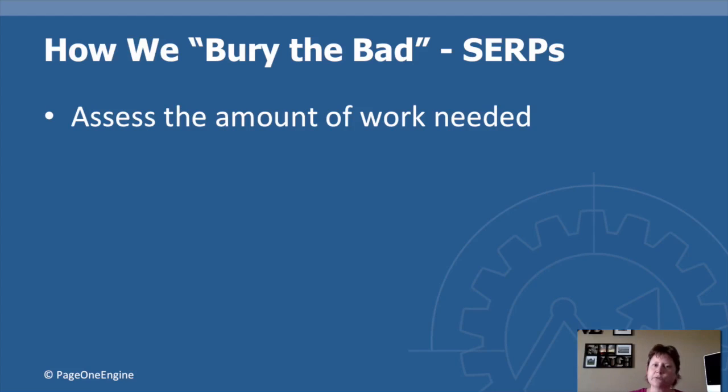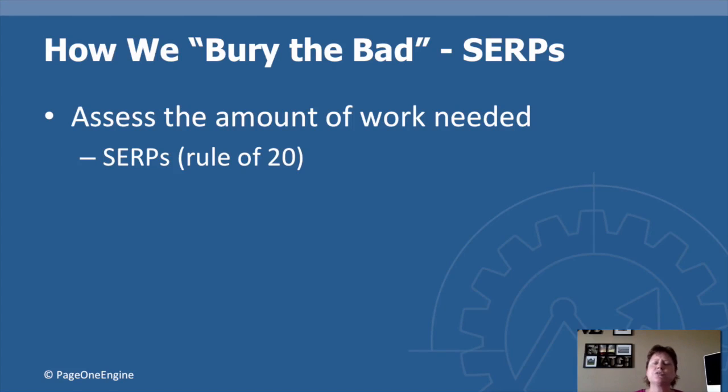So again, just like we did with reviews, we want to assess the amount of work that's going to be needed in order to take a bad SERP listing, something that shows up on page 1, and bury it. What I always like to say is the SERP rule for me is a rule of 20. So for every one listing that I want to get rid of, I've got to optimize 20 pages of content to try to get rid of that one. Now that's a pretty sure number, meaning if I can optimize 20 pages, I can almost guarantee I'm going to get rid of that one bad thing.